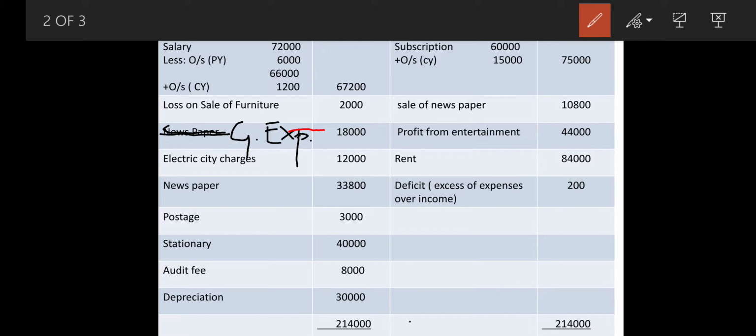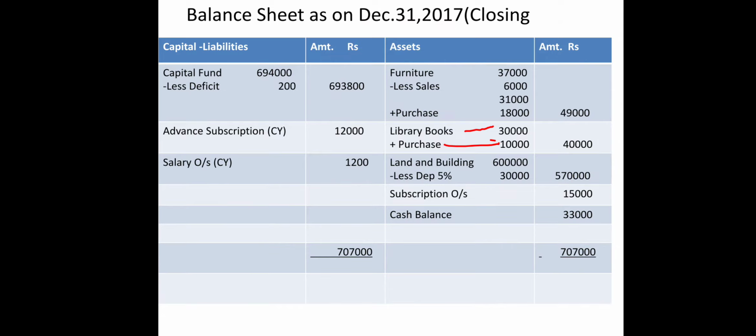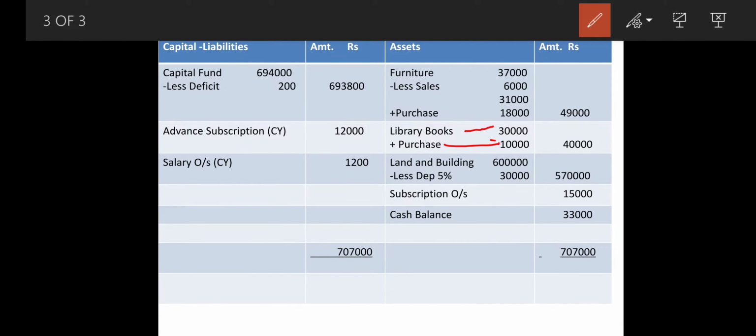Then comes your electric charges, then newspaper, then postage. You can see the respective amounts I have given. That is 18,000, 12,000, 33,800 respectively. And postage stands with 3,000. Then stationery rupees 40,000. Audit fees rupees 8,000. And balance carried down. So this is the closing balance of cash. So transfer that to your closing balance sheet. Come to your closing balance sheet and there you write down balance carried down 33,000.